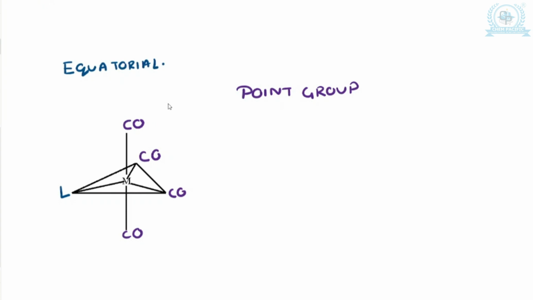ठीक है? Now we are going to discuss about the equatorial. So it is very easy. Equatorial geometry में the ligand will now be positioned at the equatorial position और बाकी जो CO है they are going to occupy the rest sites. Now what will happen? See, यहाँ पे पहले तो हमें क्या करना है? The first thing हमारे माइंड पे है, that is we need to find out the point group. Okay, without point group it is not possible to find out.